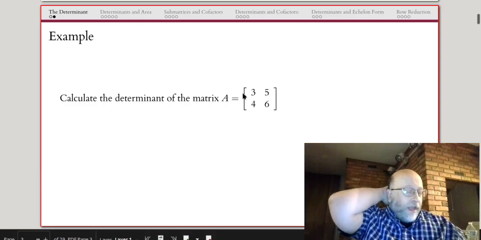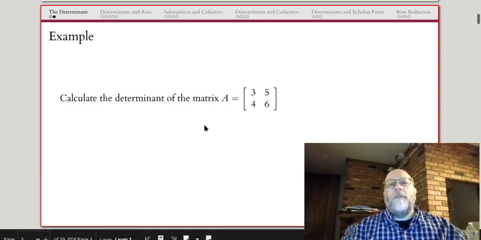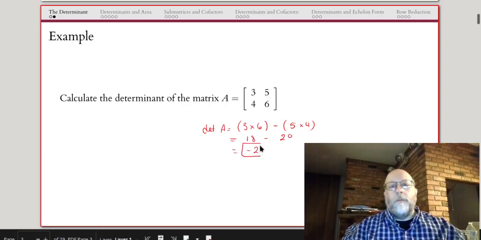For example, if I want to calculate the determinant of this matrix, the determinant of the matrix is 3 times 6 minus 5 times 4, or 18 minus 20, or negative 2. And a question we might have is, what does the negative 2 mean?